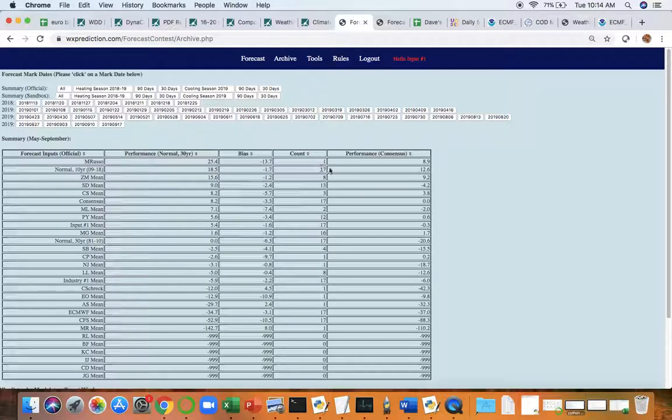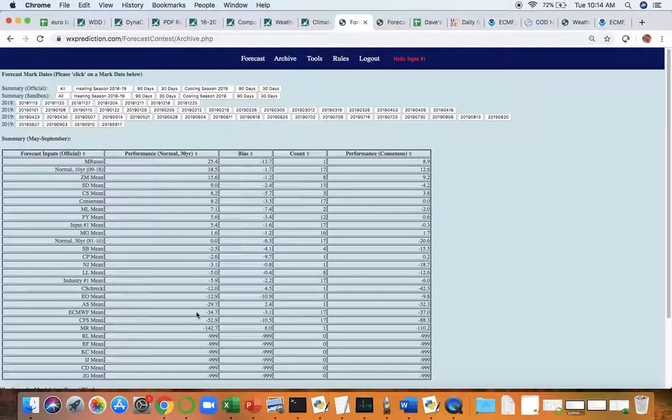In particular, we're looking at forecast counts of, let's say, at least 50% or 75%. You can see some other folks here have done well, but the forecast counts or the sample sizes have been pretty small. But the normal, again, has generally done well. You can see that in this column here under performance. Positive numbers are good, negative numbers tend to be bad.